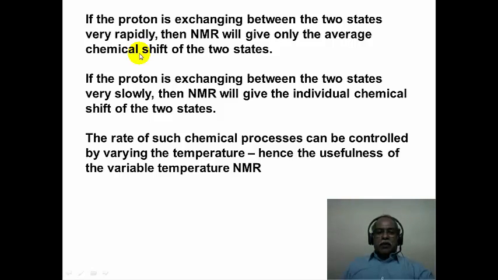If the proton is exchanging between the two states very slowly in the NMR time scale, the NMR will give only the individual chemical shift values of the two states. In other words, NMR can distinguish the hydrogen to be either in the axial state or in the equatorial state in the case of cyclohexane. So, two signals will be obtained, one corresponding to the axial, the other one corresponding to the equatorial state. Now, in between these two states, it's neither too fast nor too slow.